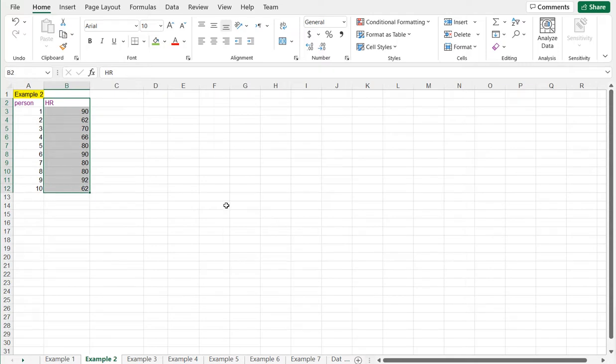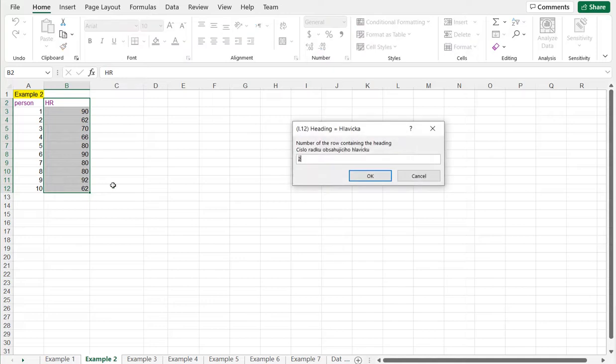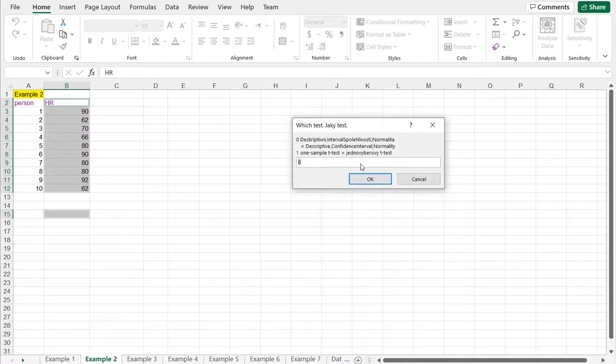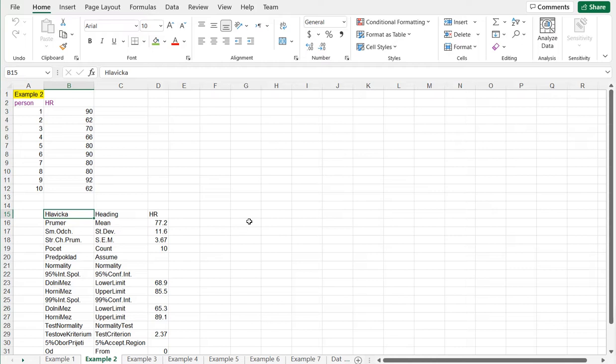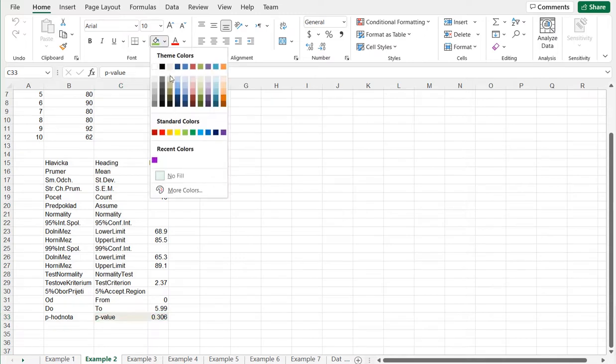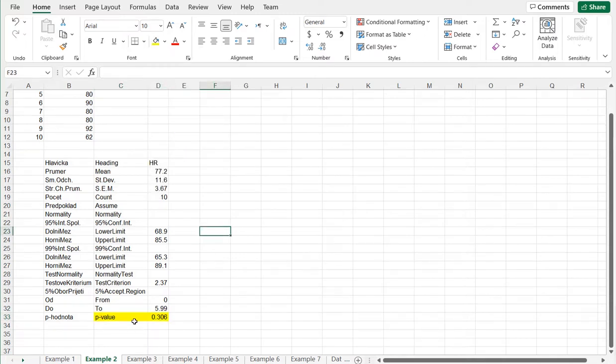Once again, we included the header and highlighted. Control Shift S. Headers at row number 2. Run the normality test right over here, 0 is for the normality test. Bam. And the p-value is 0.3. So instantly it is settled that it is normal.